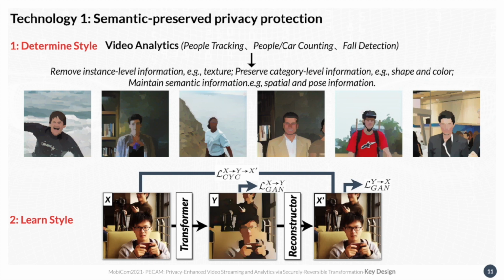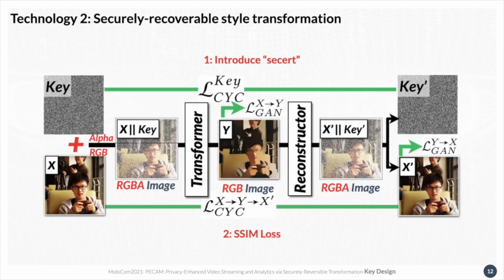However, the current cycle-consistent design is not secure enough to protect the video's privacy. Specifically, attackers can train a pair of transformer and reconstructor by themselves, and then use their own reconstructors to undo the protection performed by any other one. Therefore, our second technology is a securely recoverable video transformation algorithm.